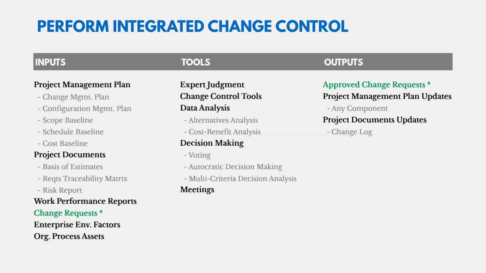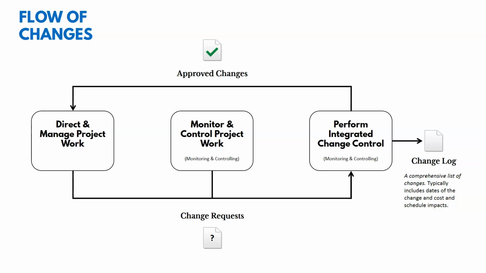Now what I want to do is go back to this visual that we've looked at before. As we direct and manage the project work, and as we monitor and control the project work, change requests are going to be a key output here. They could be outputs of other processes too, but these are two key ones. Then we're going to take those change requests and review them in this process, perform integrated change control. And then there are two key outputs of that process. One is approved changes, if changes get approved, and then a change log, a comprehensive list of changes. Okay, so that was perform integrated change control.